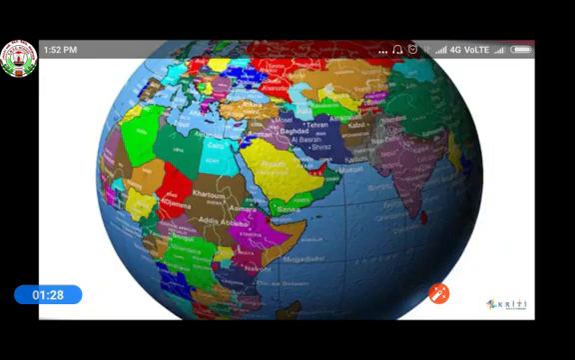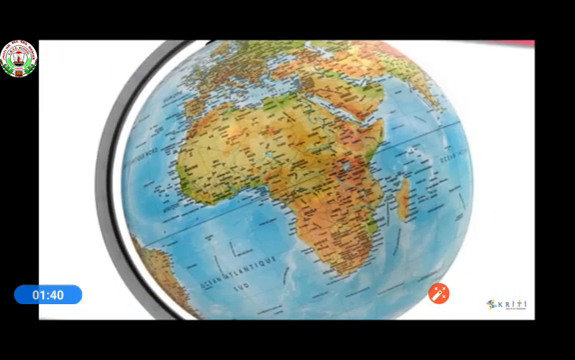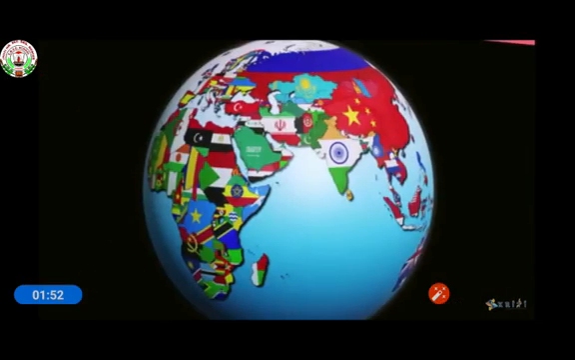Students, as you know, a globe is a model of the earth. It shows the true shape of the earth. It helps us to locate places on the earth. But it has some disadvantages. A globe cannot show the whole world at a time. It is difficult to carry because of its shape. It cannot show countries and cities of the world in great detail. To overcome this disadvantage, we use a map.